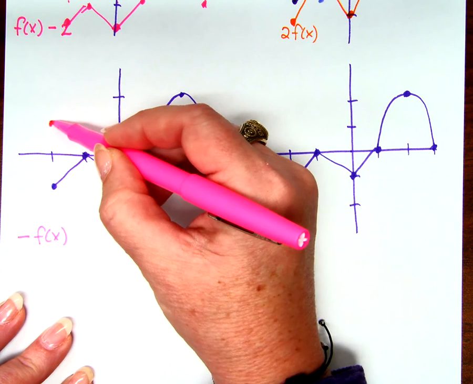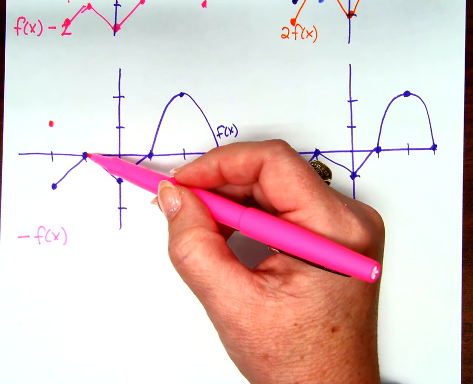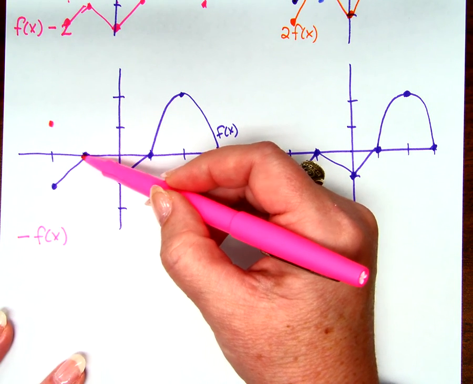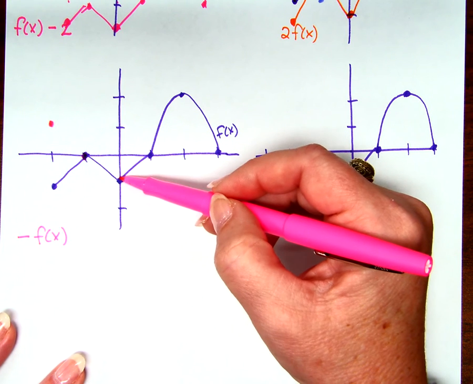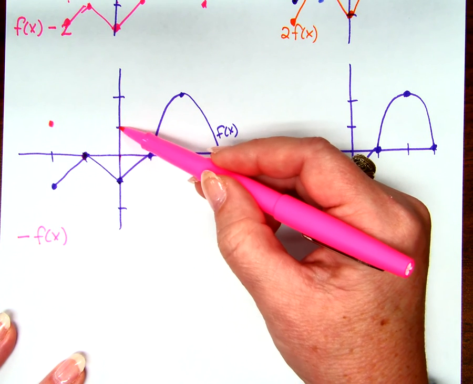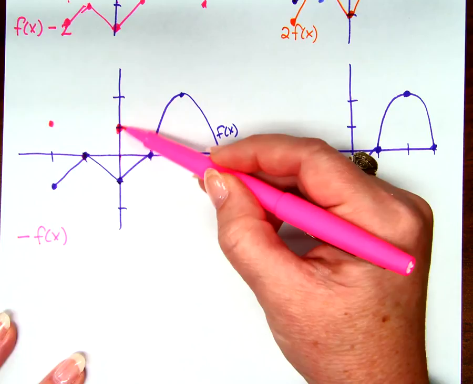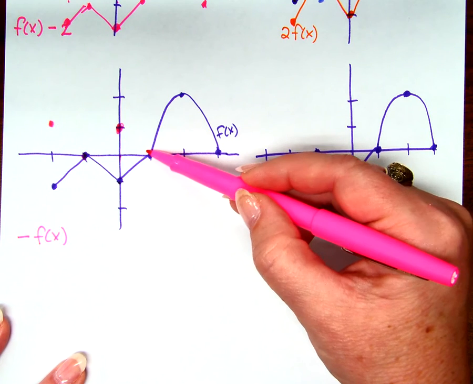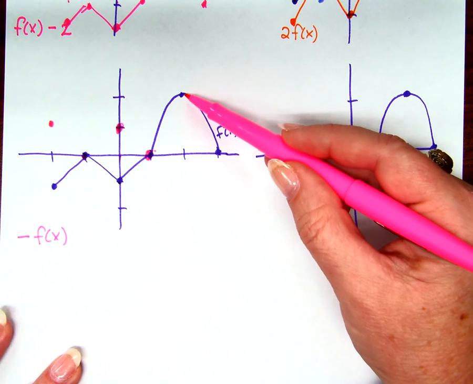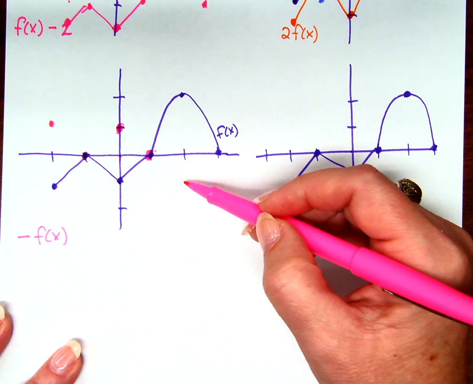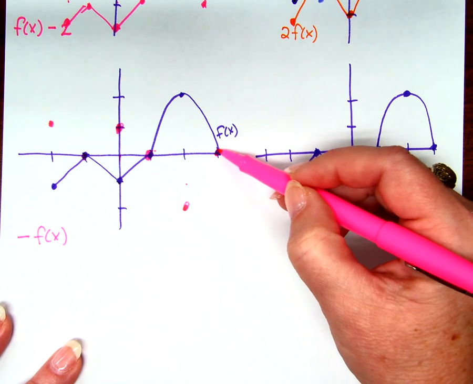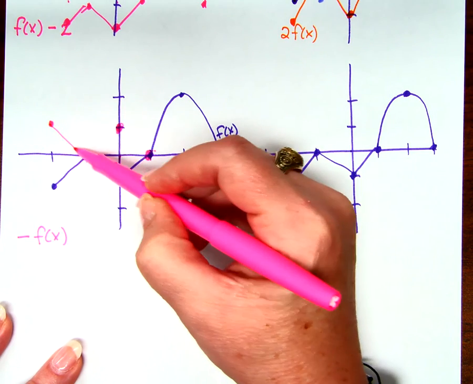1 above. Where is this point in relation to the x-axis? So what do I do with it? Leave it alone. Where is this point in relation to the x-axis? 1 below, so I need to be 1 above. This point, leave it. This point, it's 2 above, so where does it need to be? 2 below. And then this one. So now let's just draw our new shape.